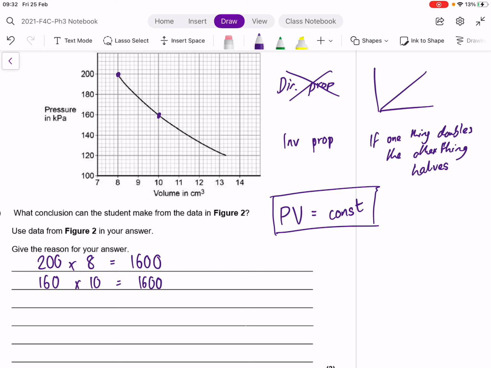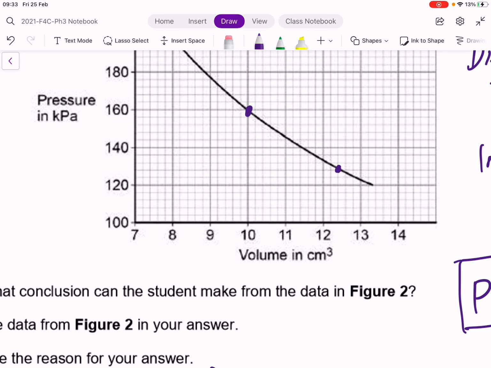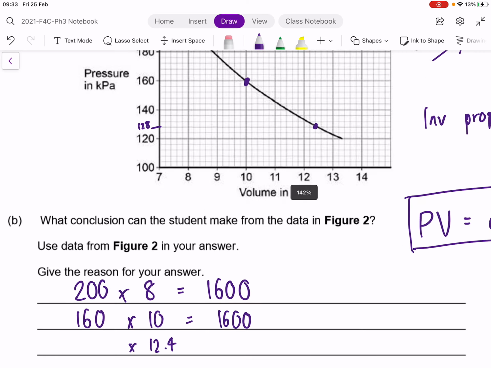Let's test one more. Is there another nice one to test? Oof, there isn't. Which one shall I test? Can I find one more? That one's not bad, right there. What's that? 12.4 times, oh goodness me, what is this scale? 120 over 5, each of these is 4, so 124. That's 128 right there. That's fiddly.